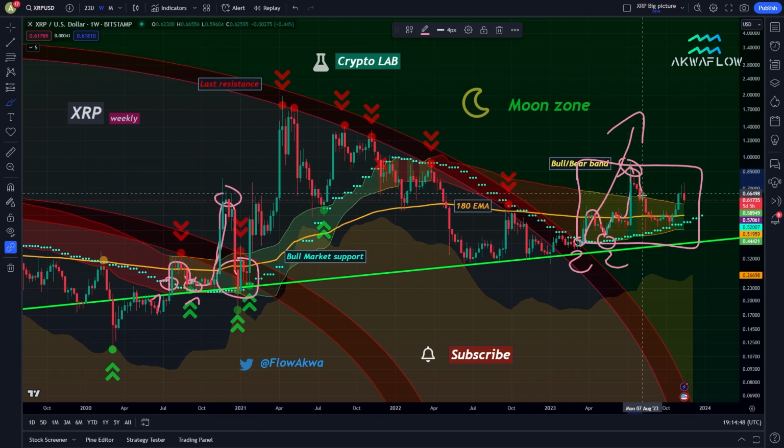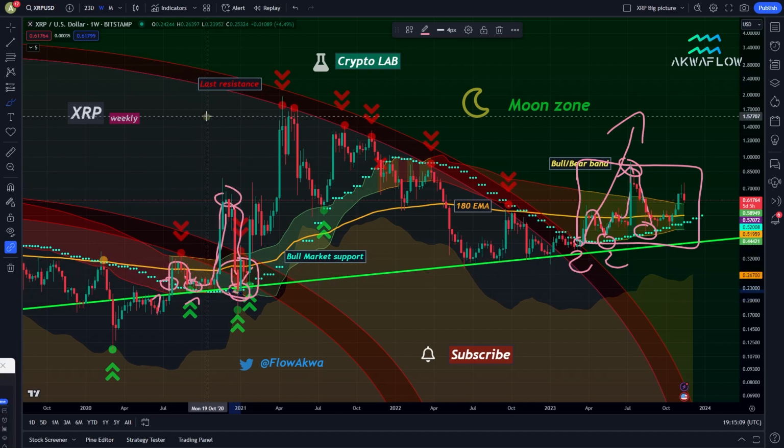We came back down to retest the band as a support, right? And the bull market support at the same time. We came back down just right here to retest the bull market support and the band as a support. And you see that the situation is very similar. It's exactly the same thing, right? And then we have our bounce to the upside. So what are we doing right now? We have our bounce to the upside and another breakout above the bull bear band.